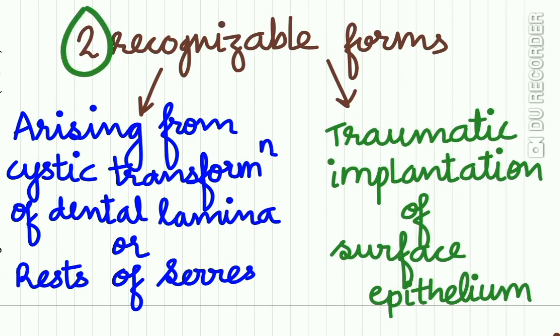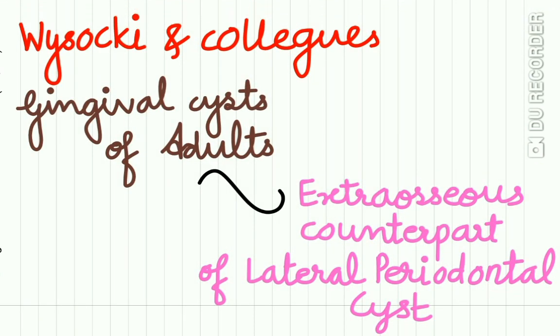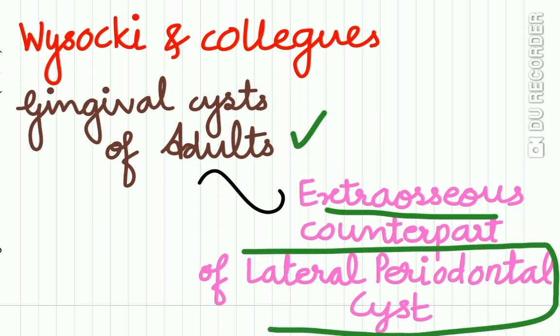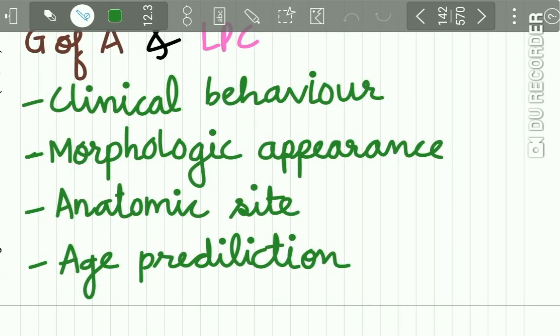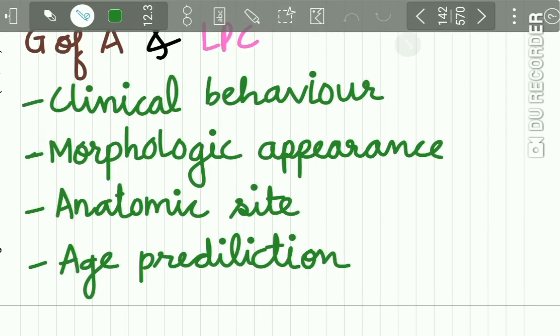There are two recognizable forms of the gingival cysts of the adults. One is those arising from the cystic transformation of the dental lamina or the rests of Serres, and second are those arising from the traumatic implantation of the surface epithelium. Wysocki and colleagues have described the gingival cysts of adults as an extraosseous counterpart of the lateral periodontal cyst. We will have a detailed lecture on lateral periodontal cyst later. But here, just remember that the gingival cyst of adults is the extraosseous counterpart of the lateral periodontal cyst.